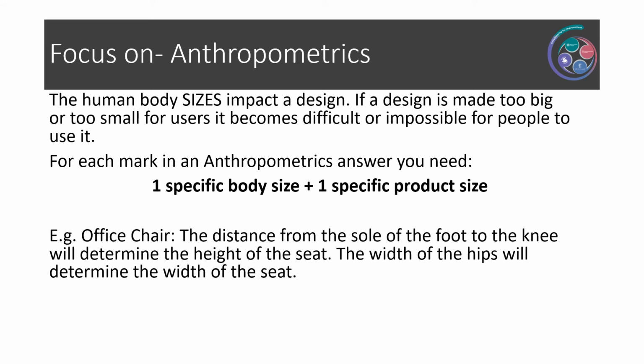The human body sizes impact the design. If a design is made too big or too small for its users, it becomes difficult or impossible for people to use it. At higher, for each mark in an anthropometrics answer, you need to reference one specific body size and one specific product size. For example, when discussing an office chair, the distance from the sole of the foot to the knee will determine the height of the seat. The width of the hips will determine the width of the seat.